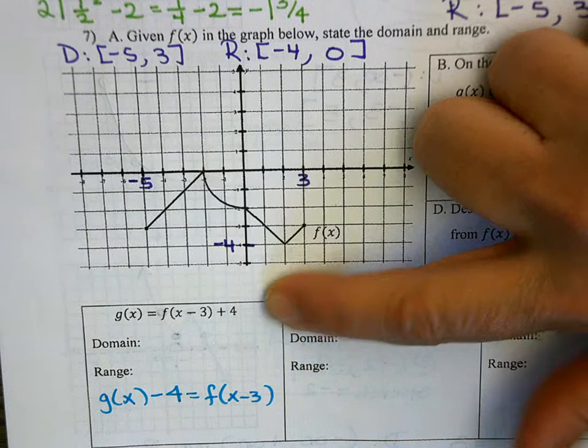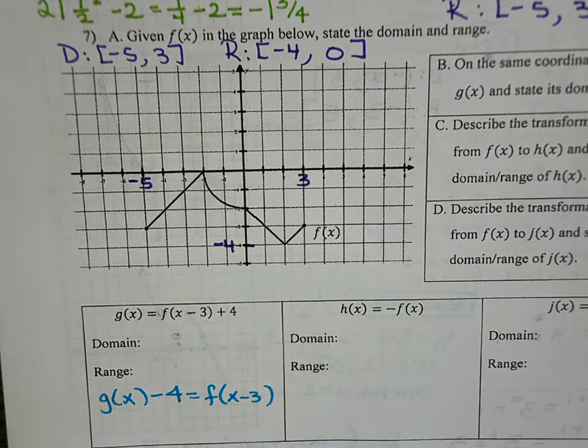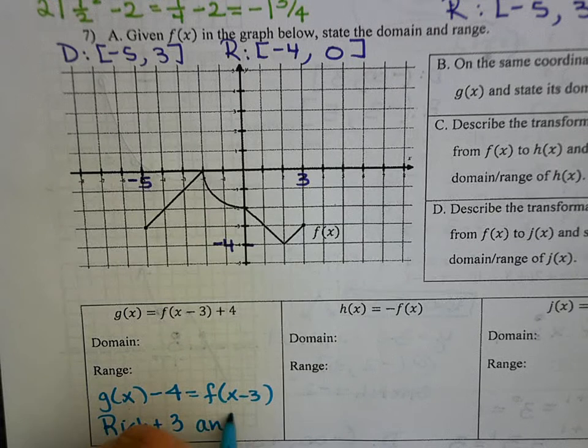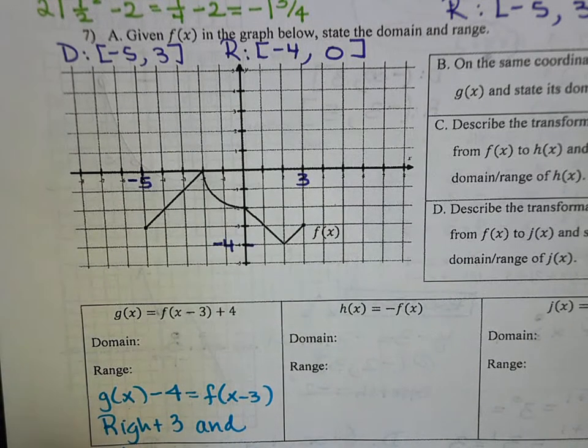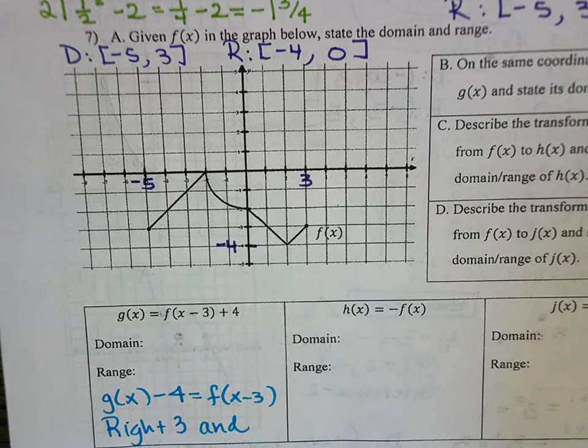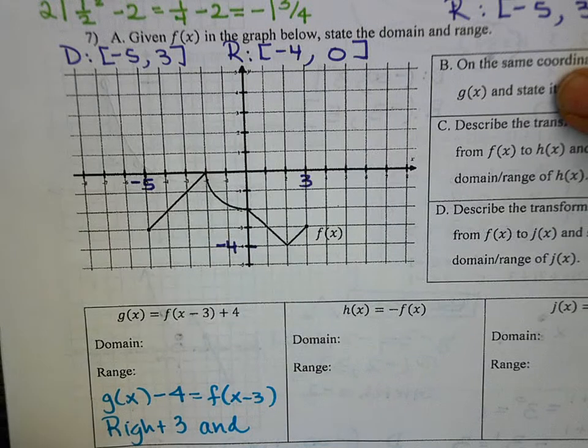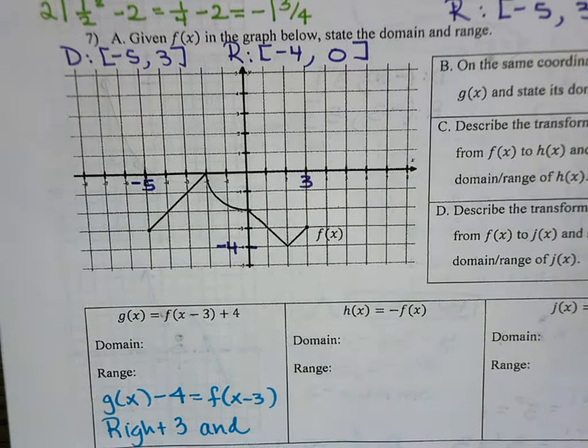All right, so we're doing a transformation. So for this transformation, that means I'm going to go right 3, and down 4. So right 3, down 4. Sorry, wait, that's not right. So right 3 and up 4. Okay, so I want to go right 3 and up 4.